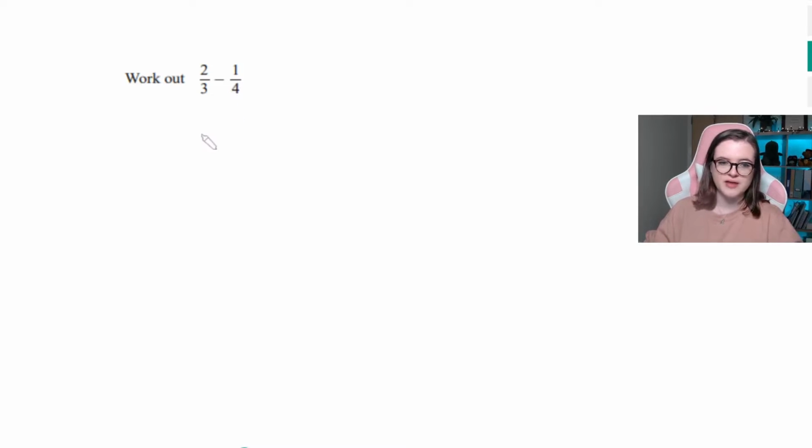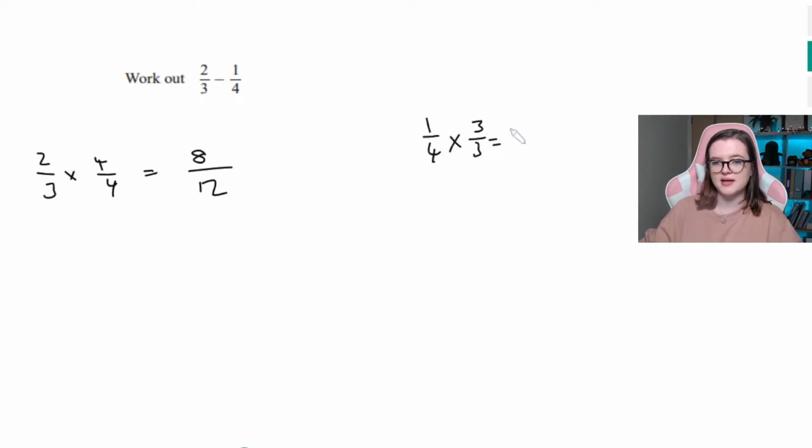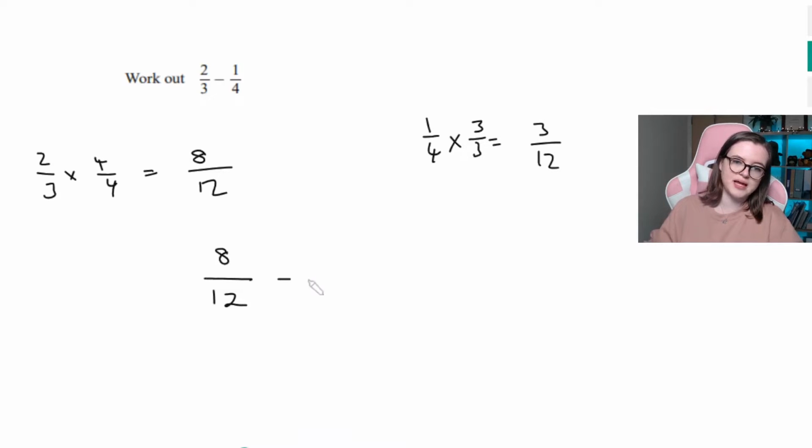So what we do then is times this one by 4 to get it to 12, because 3 times 4 is 12. So 2/3 times 4 over 4, I should say, which is then 8 over 12. And then for 1/4, I'm going to do 1/4 times 3, because 4 times 3 is 12. That is then 3 over 12. And then we have 8/12 take away 3/12, which is 5/12. And there we are. That's that.